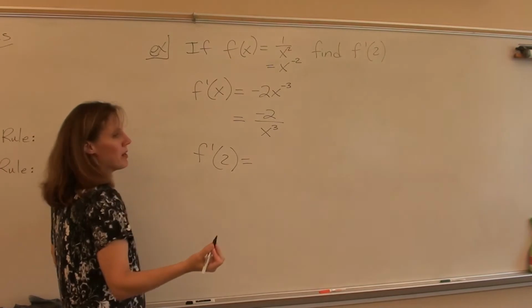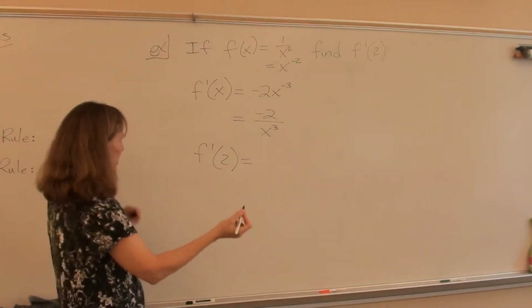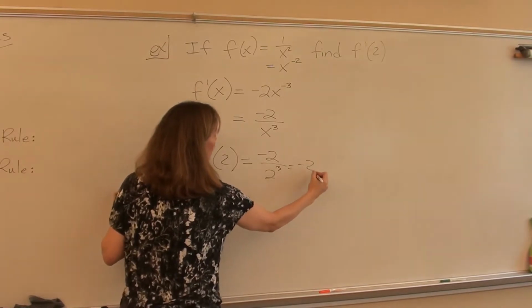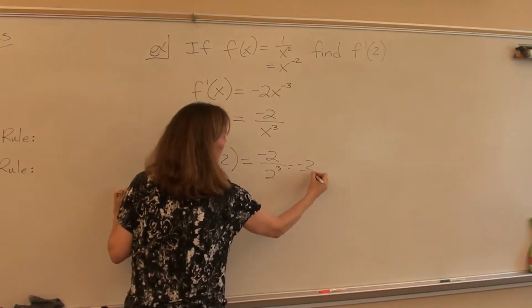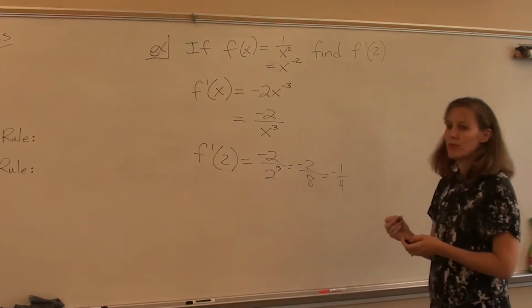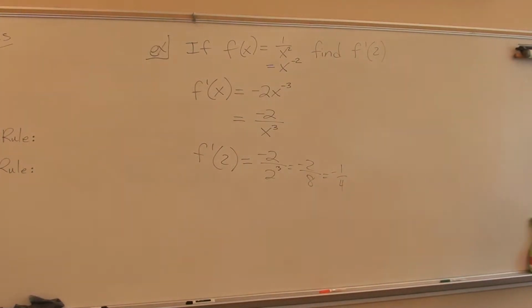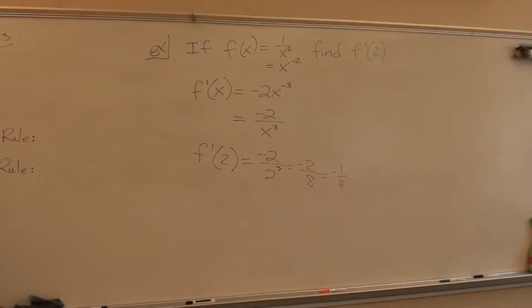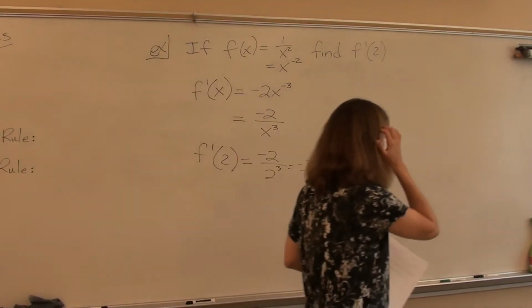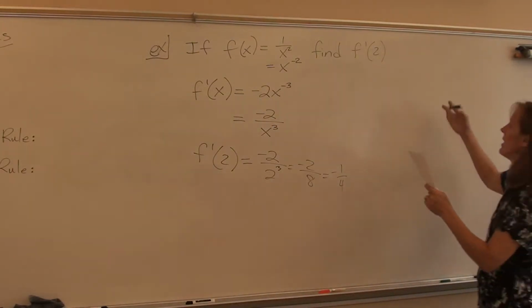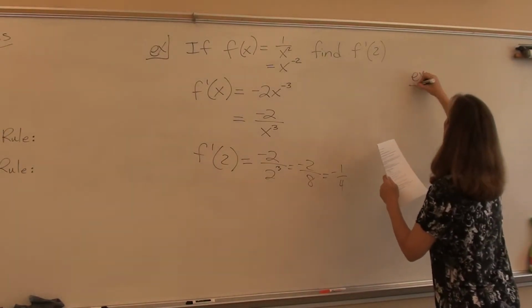How am I going to find f prime of 2? Plug in the 2. Negative 2 over 2 cubed, or negative 2 eighths, negative 1/4. Would you have to reduce it? No. You do not have to reduce fractions, ever. Well, for multiple choice, you do. But for free response, you don't. Okay. Last example, and then we have just a little bit more notes, and then we're done.